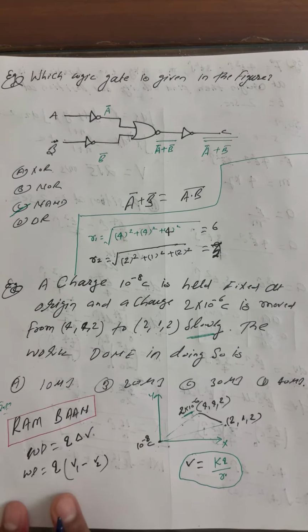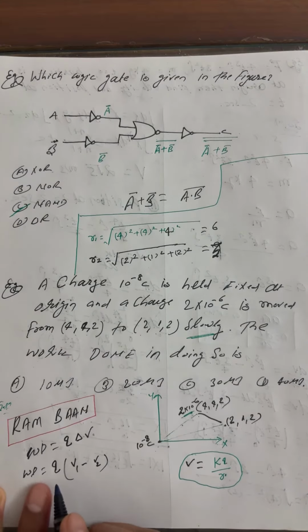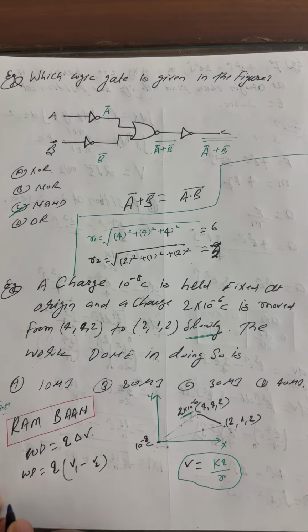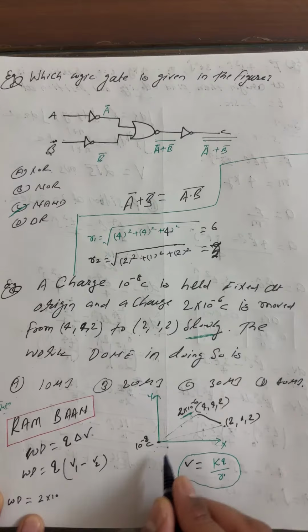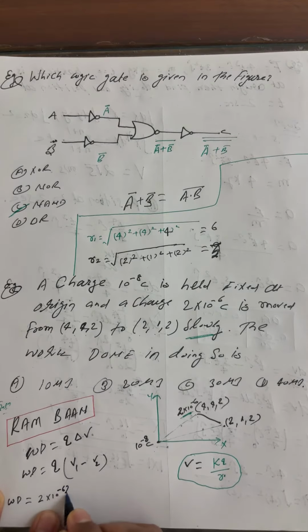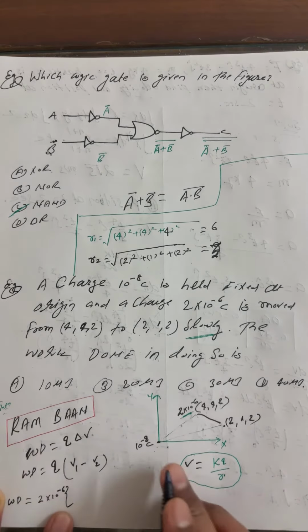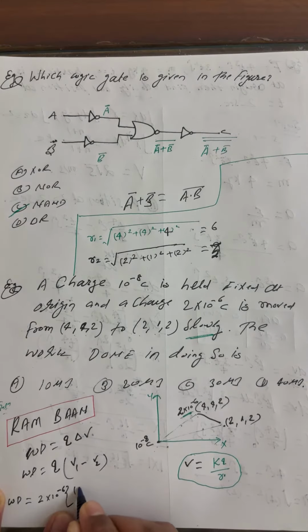Here I'll apply the formula. Q is what, beta? This is the motional Q. So finally, you can write for work done: work done is equal to what, beta? 2 into 10 to the power minus 6, it's the charge. What is V1? Because this charge only. So K and what is Q, beta?